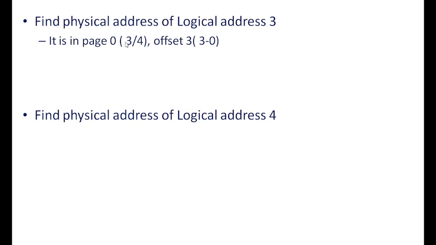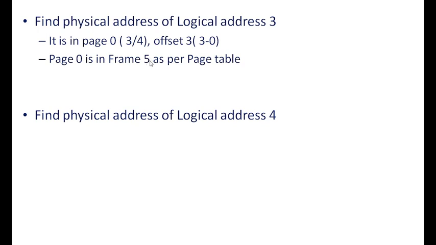Dividing 3 by 4, you get to know that it must be in page number 0, and you also know the offset, because 3 minus 0. So logical address minus its base address, you find out the offset. Next step is, you go to the page table and you find its frame.